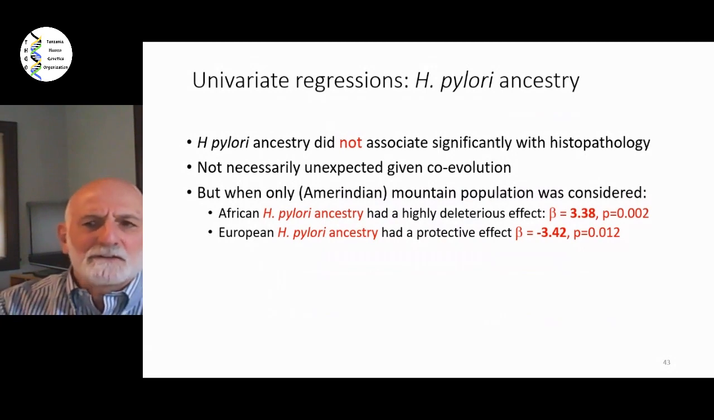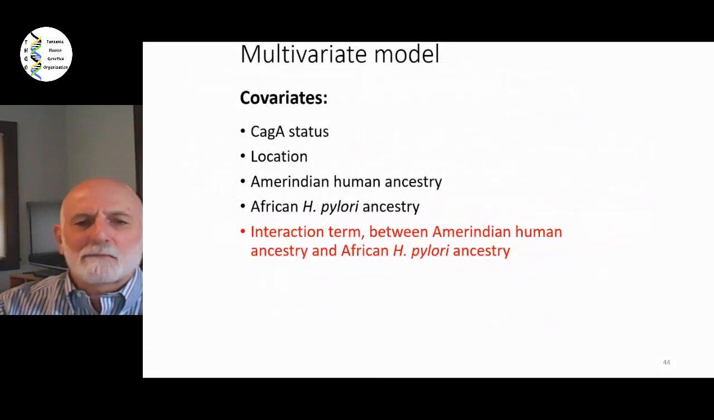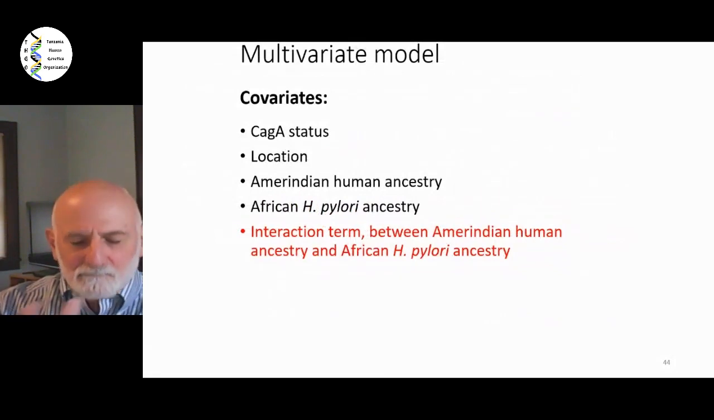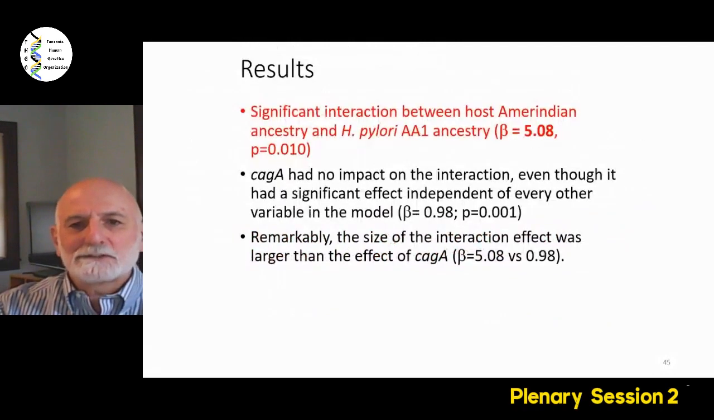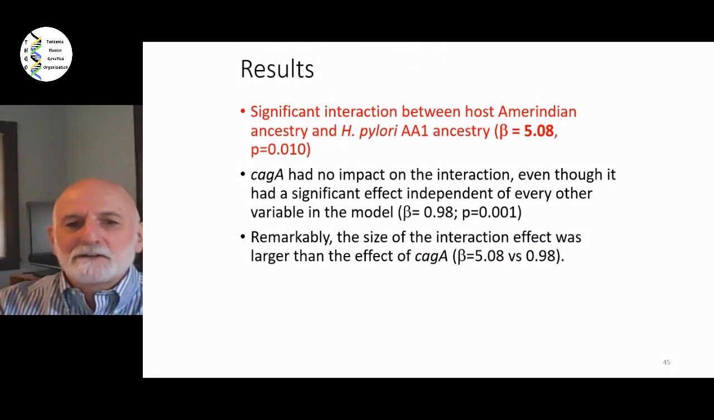So this was based on univariate analysis. We then did multivariate models to see whether adjusting for all these other things, including an interaction term, impacted our model. So we looked at CagA status, location, human Amerindian ancestry, African H. pylori ancestry, and the interaction between human and H. pylori ancestry. We found that, in fact, the interaction term was significant with a substantial beta. CagA was unaffected, but the size of the beta was much greater for the interaction term.